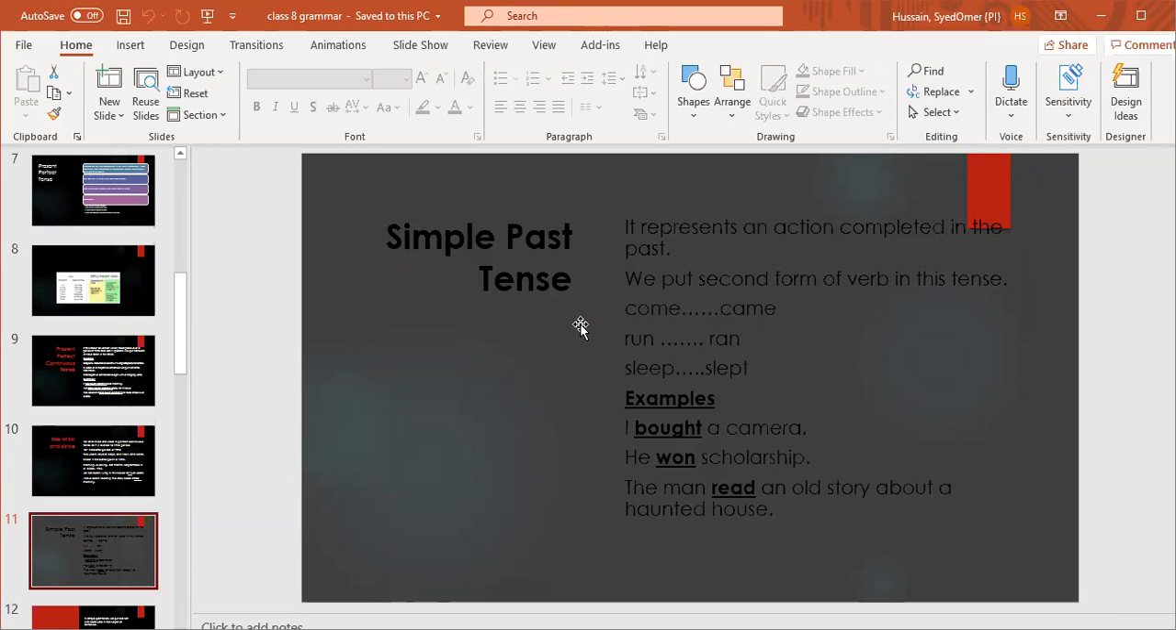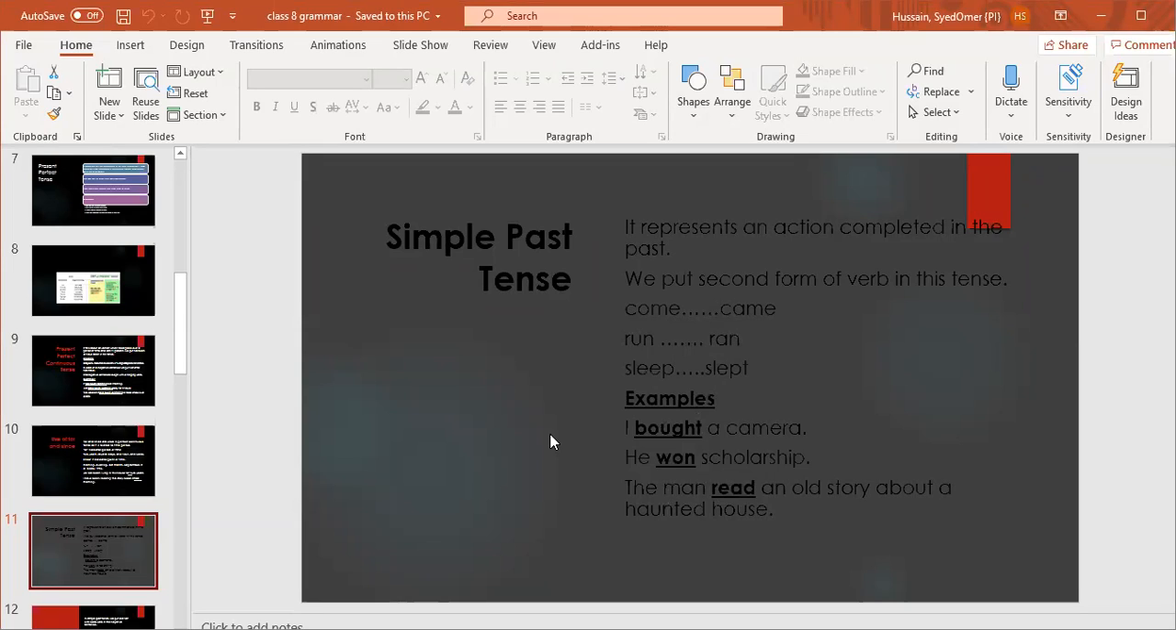This is the easiest tense to remember. Like in simple present tense we were using the first form of verb, in simple past tense we use the second form of verb. Like come, simple present, came, simple past. Run, ran. Sleep, slept. Buy, bought. Win, won. Read, read. I've told you the pronunciation is changed. So it represents an action completed in the past.